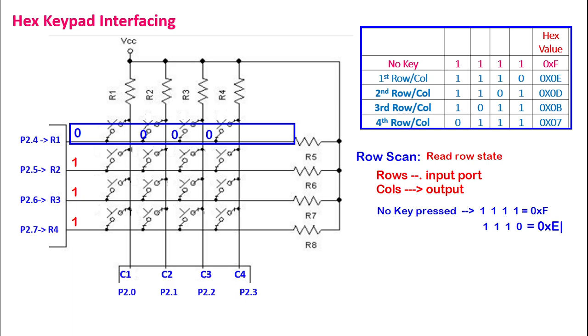Similar to that, when I write it for the second row, this corresponds to 0xD. When I write it for the third row, this is going to be 0xB. And when I write it for row number 4, that's going to be 7.